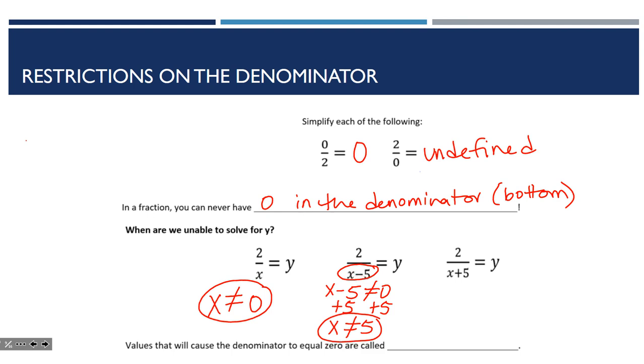So in this last one, again, do the same thing. Take the whole denominator and say, well, the whole denominator can't be equal to 0. So what can x be? Let's solve. X cannot be equal to negative 5. So these values that cause the denominator to be equal to 0 are what we call restrictions on the denominator. So a restriction is a value that x, or whatever variable we're looking at, can't be equal to, because otherwise it would make the denominator equal to 0. And as we said, that can't happen.